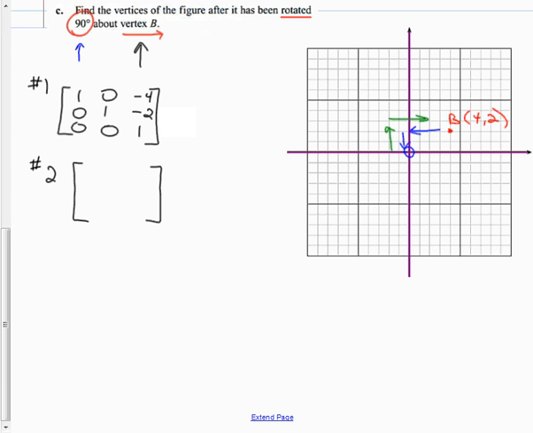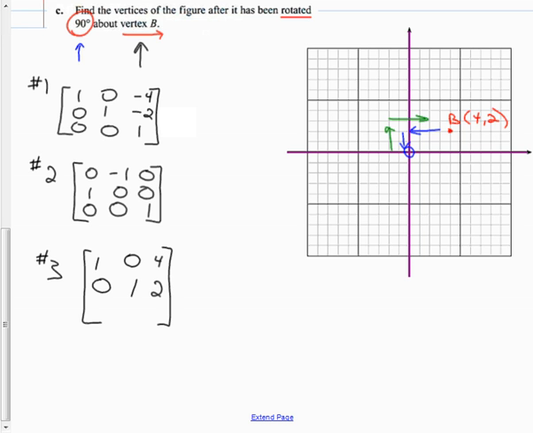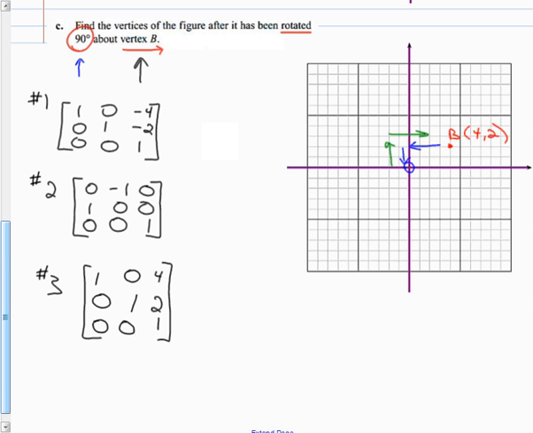Look at the book and tell me what that matrix is. 0, negative 1, 0, 1, 0, 0, 0, 0, 1. Then we rotate it 90 degrees, and then step number 3, we need to move it back to where it belongs, which means reverse this process. So we moved it left 4, and now need to move it back right 4. We moved it down 2, I need to move it up 2. 1, 0, 0, 1, 0, 0, 1. So let's see if we can't accomplish that.